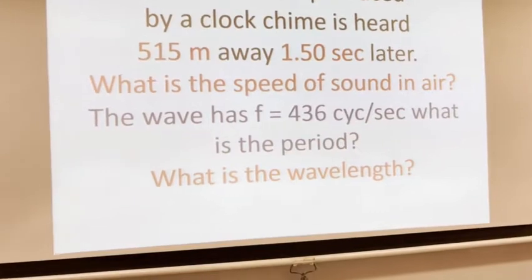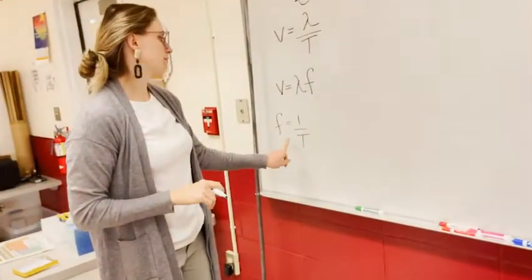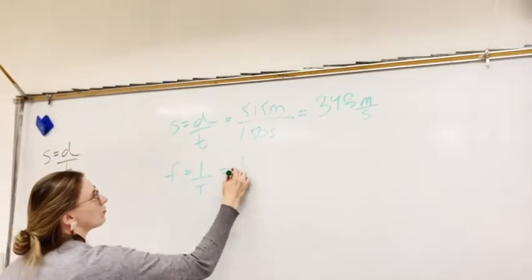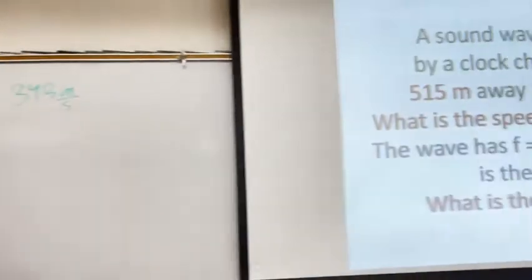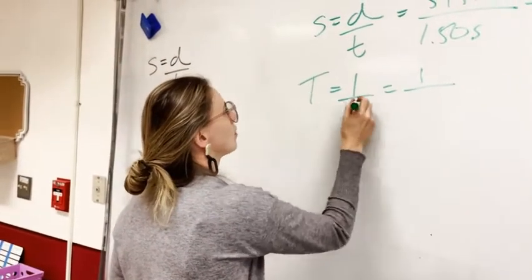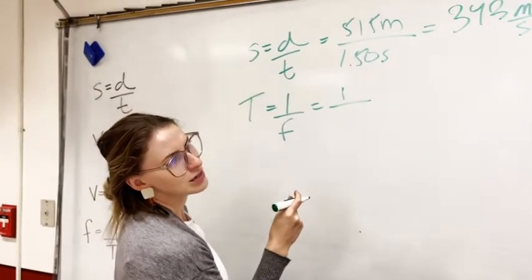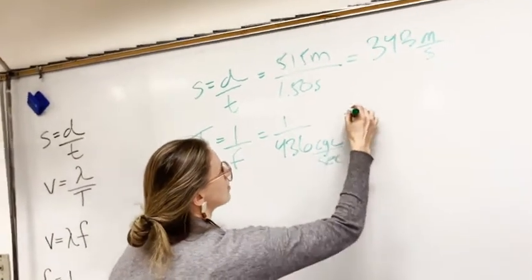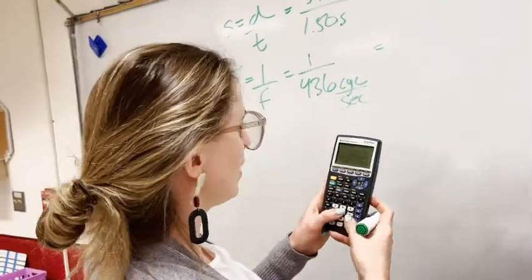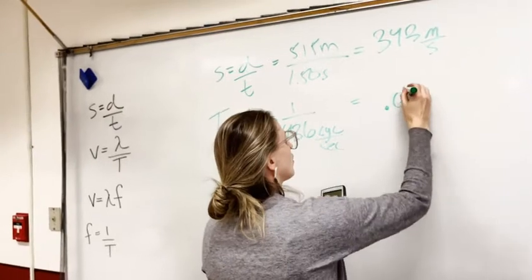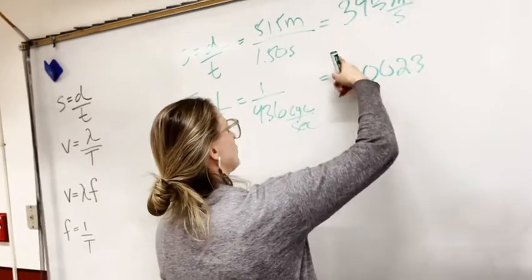The wave has a frequency of that many cycles per second. What is the period? It gives us the frequency, we want the period. Let's go to our old reliable equation. We've got the frequency, we want the period. I just flipped these. Our frequency is 436 cycles per second. So 1 divided by 436, and I get 0.0023 seconds.